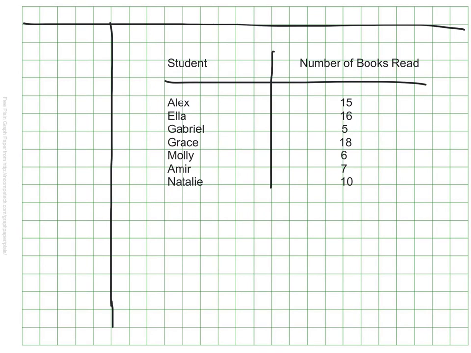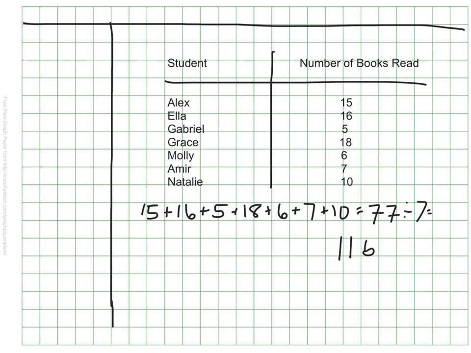Let's look at a table of the number of books students read over vacation. The first thing I'd like you to do is find the mean of this data. So go ahead and pause the video, take a moment, and calculate the mean number of books that were read among these students. Hopefully you found that there were 77 books that were read by all 7 students. So if we distribute that by dividing it among the 7 kids, we get that the mean is 11 books per student, right?